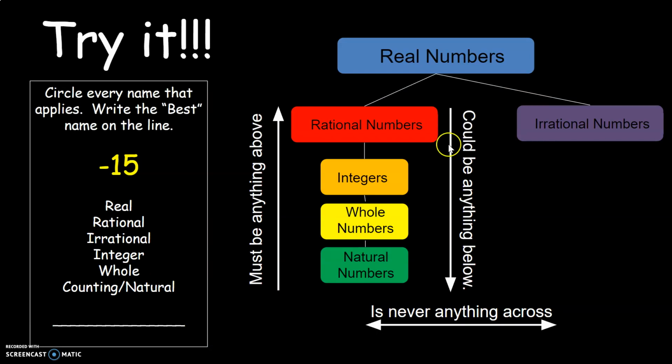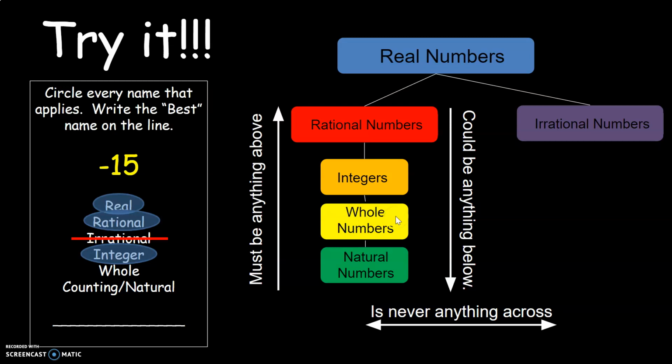So let's look at this number. We have -15. So it is going to be a real number. Like I said, any number we talk about this year will be a real number. Now we have to decide if it's a rational number or an irrational number. So can -15 be written as a fraction? Yes, it can. So we know it is a rational number, which means I can now cross off irrational number. Now we have to decide if it's an integer. Is it a positive or a negative whole number? Well, it is a negative whole number technically, so -15 is an integer.